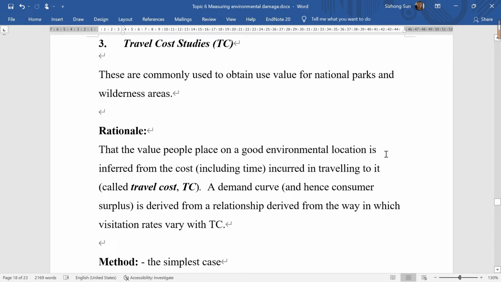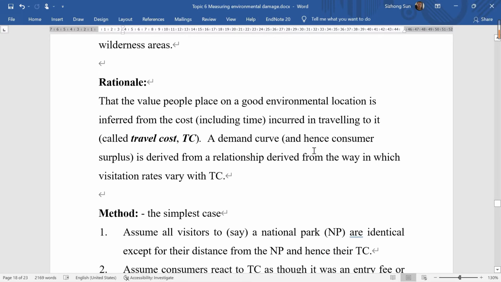The last method we want to look at is called travel cost studies. This method is commonly used to obtain use value for national parks or wilderness areas. The rationale here is that the value people place on a good environmental location, we can infer this from the cost, which includes time, incurred in traveling to it. That's why it's called travel cost.